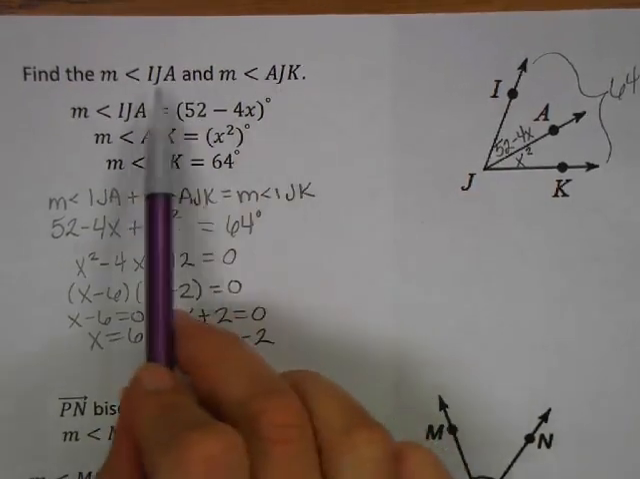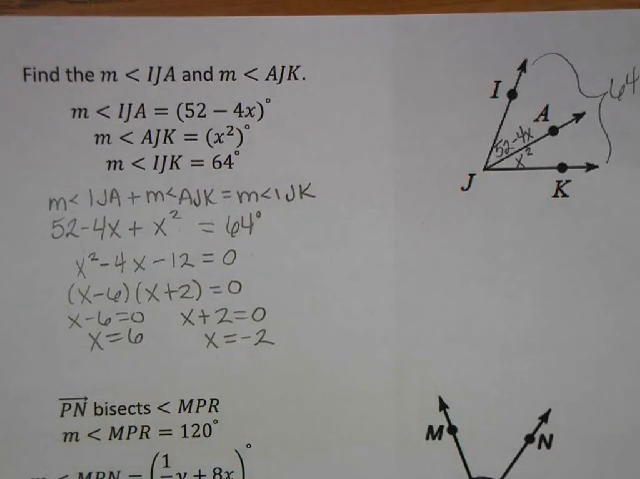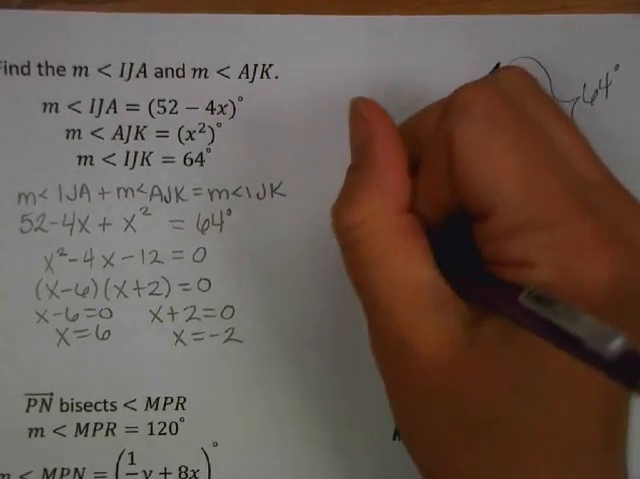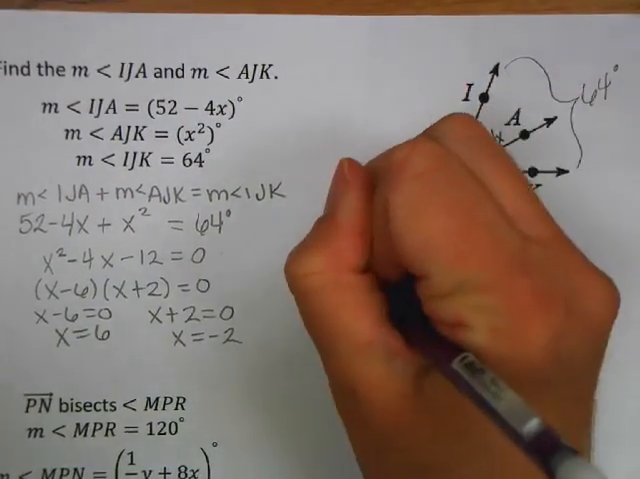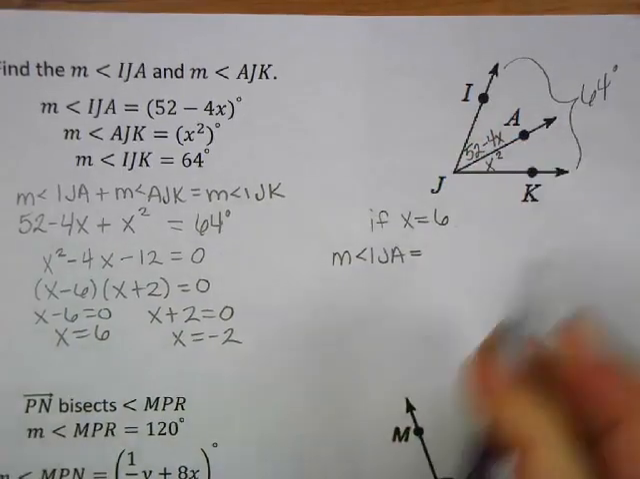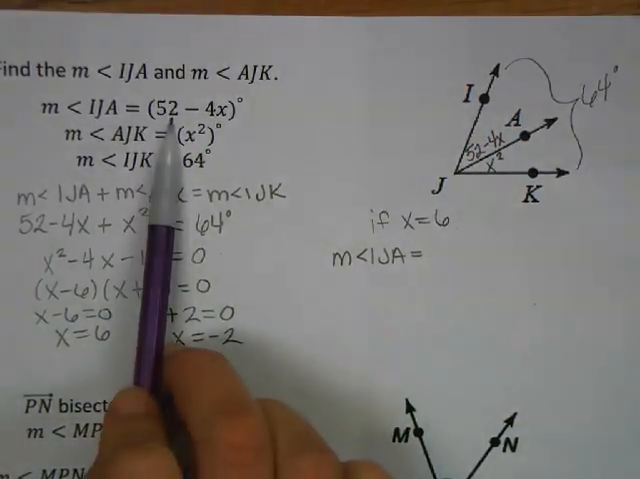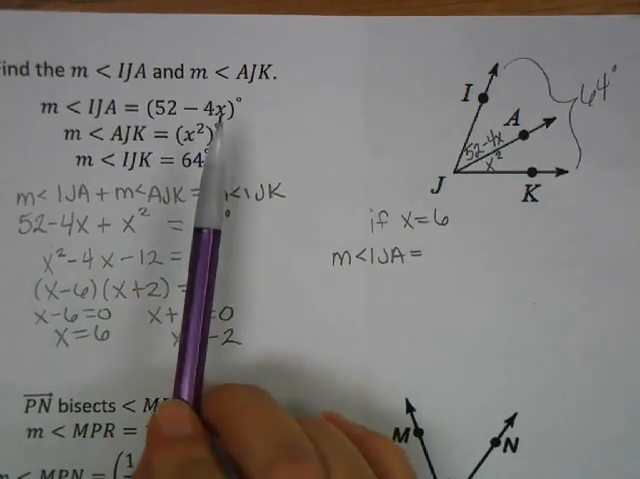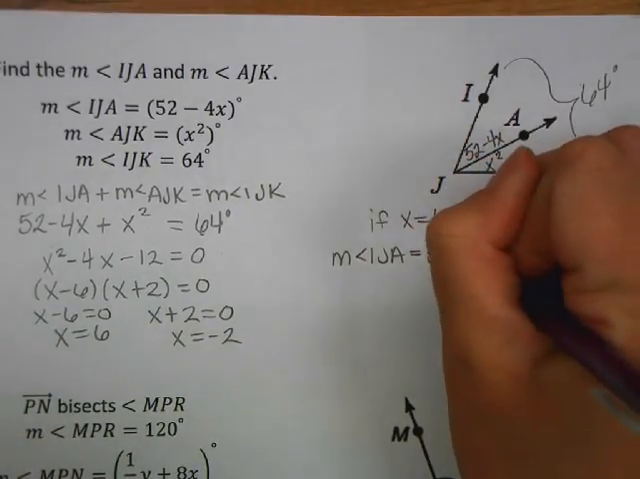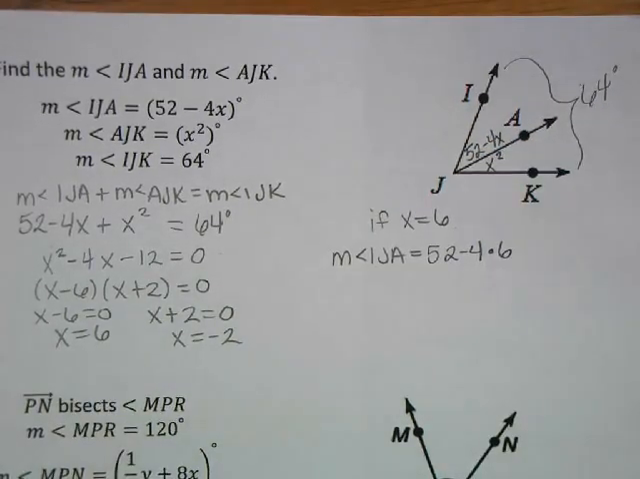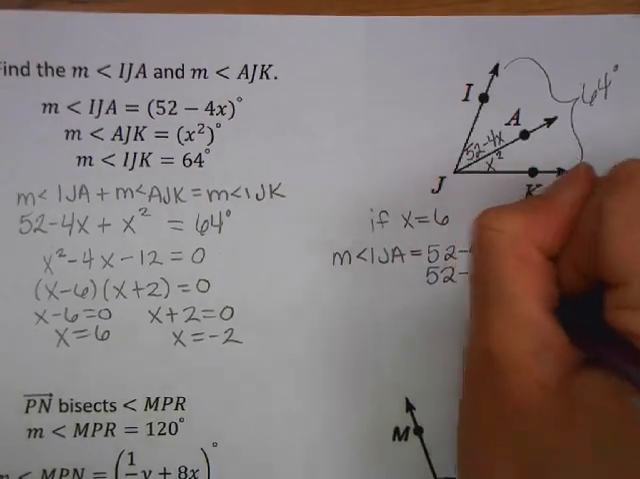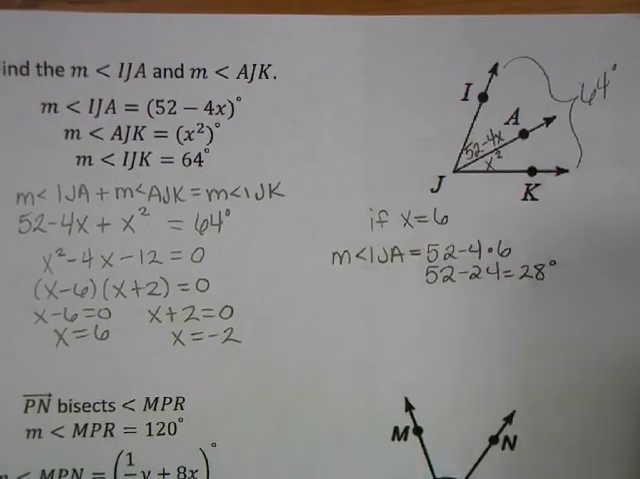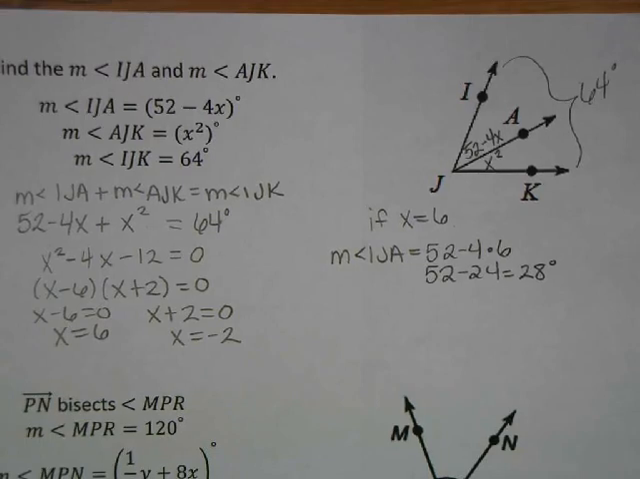So now I have to plug that into these angles and get the measure of each angle and make sure they add up to 64 degrees. So I'll start with 6. If x equals 6, then the measure of angle IJA is 52 minus 4 times 6, because I'm just substituting 6 in for x. So 52 minus 4 times 6. 4 times 6 is 24, and 52 minus 24 is 28. So the measure of angle IJA is 28 degrees.